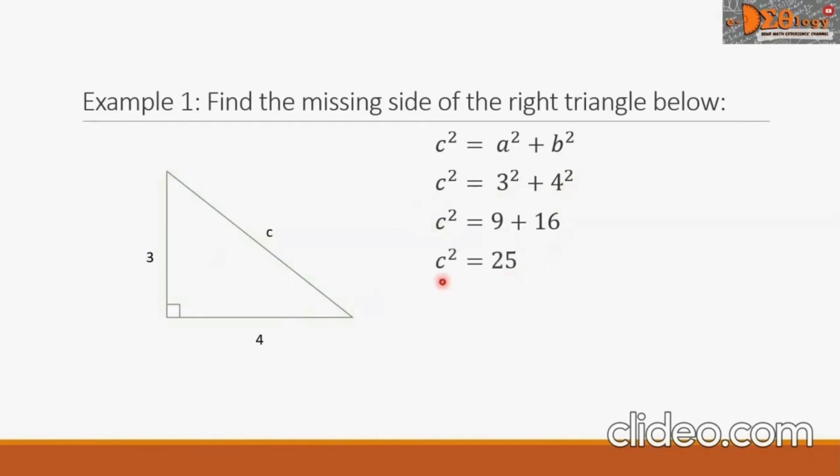We want the value of c, so we're going to take the square root of both sides. So this is now square root of c square equals the square root of 25. We can now cancel the radical and the square. Only c comes down, and the square root of 25 is 5. So this 5 value is the required side. This is our final answer.